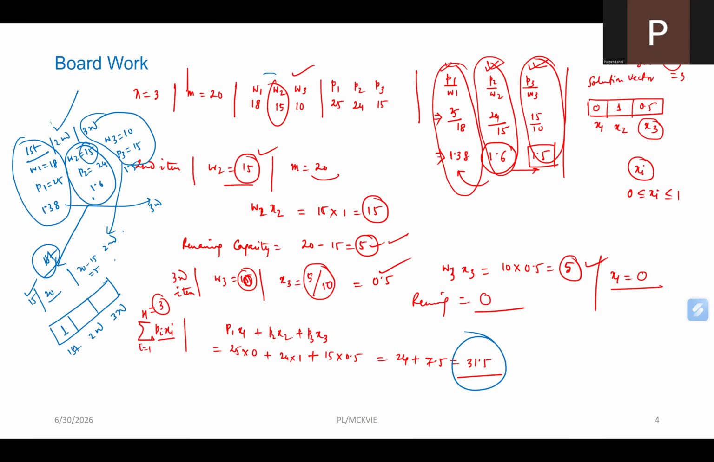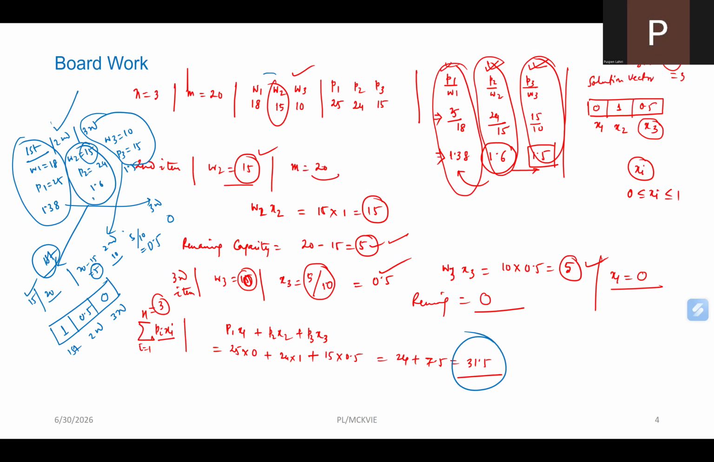What is its weight? Its weight is 10 kilogram, but 10 kilogram cannot be accommodated fully into the knapsack because the remaining capacity is only 5. Then you have to calculate the fractional contribution. Fractional contribution by formula is the remaining weight divided by the weight of the current item. It is 5 by 10, that is 0.5. So it will be 0.5. Remaining capacity becomes 0. So no question arises for the third item, which was actually the first item, treated as the third item to the computer. So no question to take the third item.